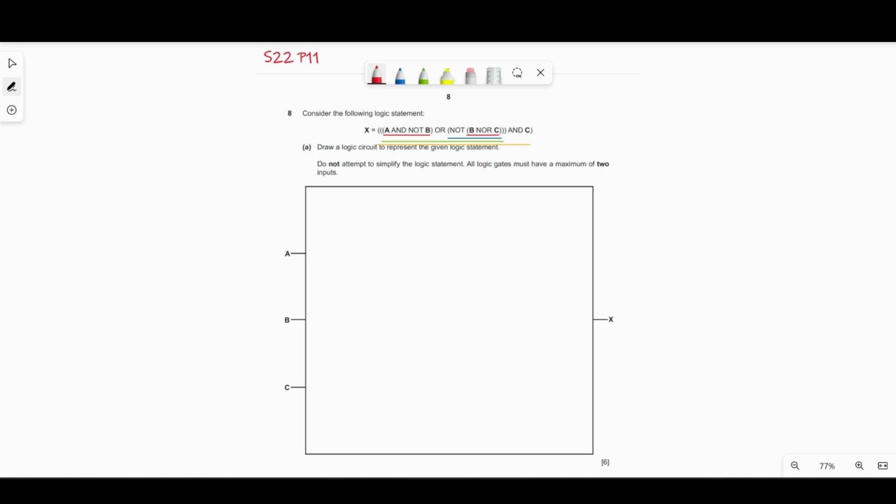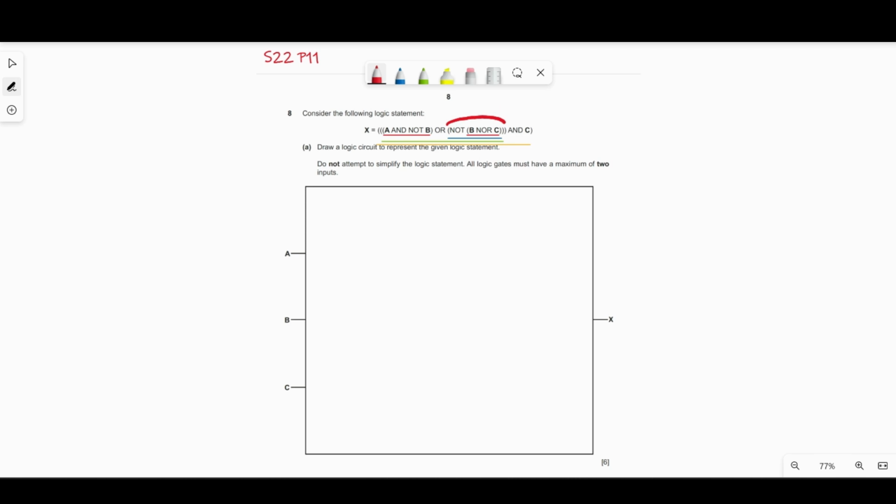The red marks the first, innermost bracket, to be solved first. I'm following the DMAS rule, or BODMAS rule: bracket comes first. On the left side we have 3 brackets here, if you could see. We'll solve the innermost bracket first, and A and not B is the innermost bracket from the left. Following on, B NOR C is the innermost bracket on the right side. Once we solve B NOR C, then we'll apply not of B NOR C.